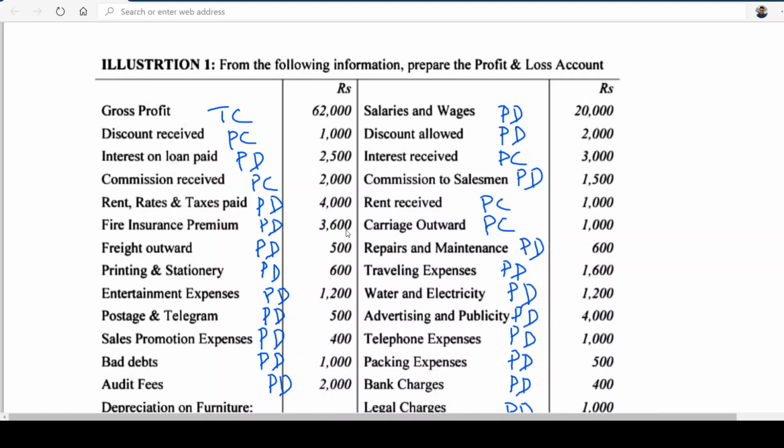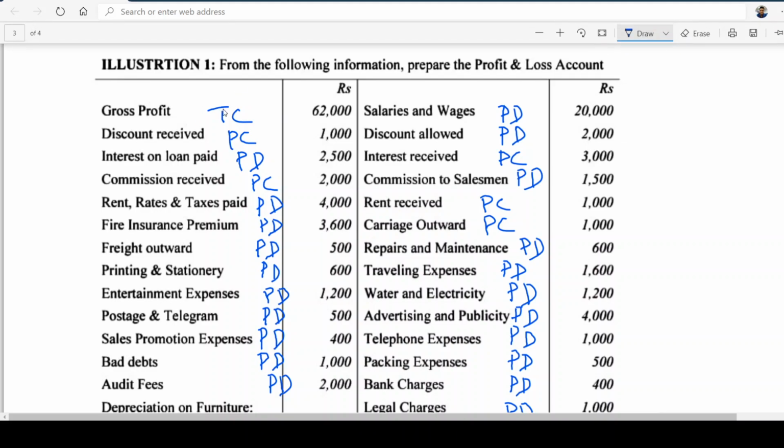The next important thing we learned today is the general proper. The general proper is nothing but the trading account and P&L account, like a ledger. The accounts we transfer to the trading account and P&L account will be written in the form of journal entries. For example, here gross profit is there. If I ask you to write the journal entry, what is it? Gross profit will be taken to the P&L account, credit side, no?